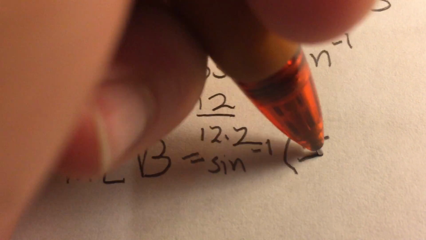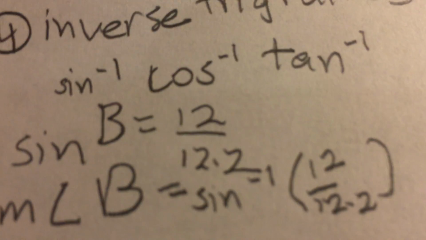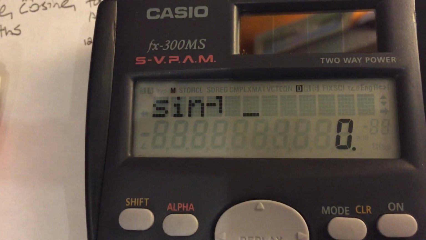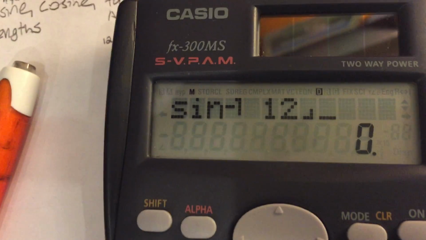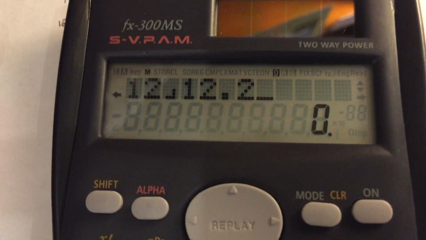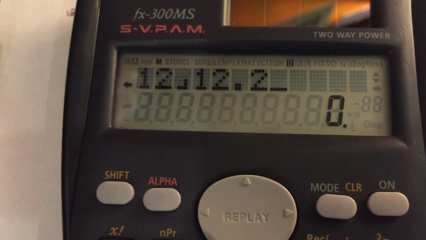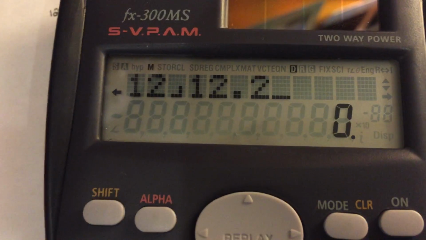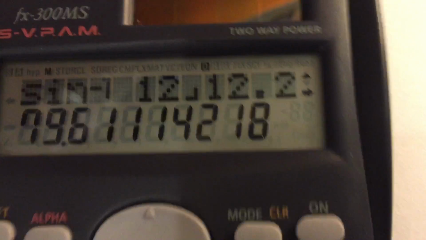So the measure of angle B equals inverse sine of 12 over 12.2. Give you some time to put that into calculators. You can see me do it right now. Give you some time to press the enter button. Boom! It's about 80. So it was pretty accurate.